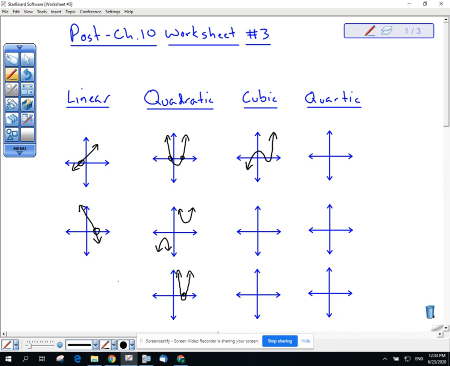Okay, now are you picking up a pattern? Degree 1, 1 solution. Degree 2, 2 potential x-intercepts or 2 solutions if it's an equation to be solved. Cubic, that's a degree 3, and there are 1, 2, 3 potential solutions. Now again, it doesn't have to be the case that there are 3. It could be that it's only 1.